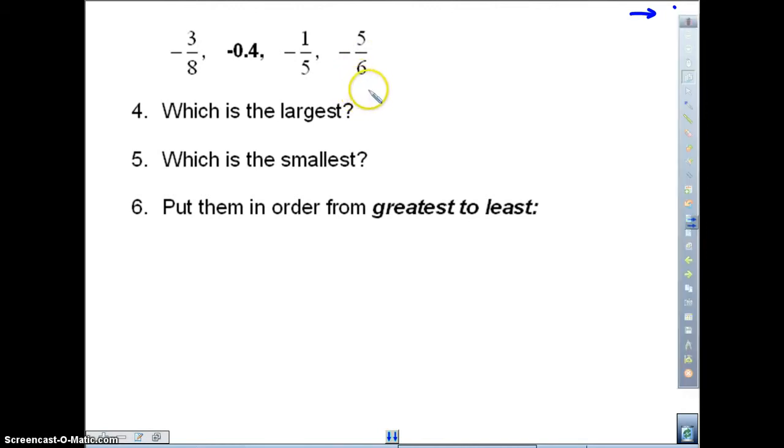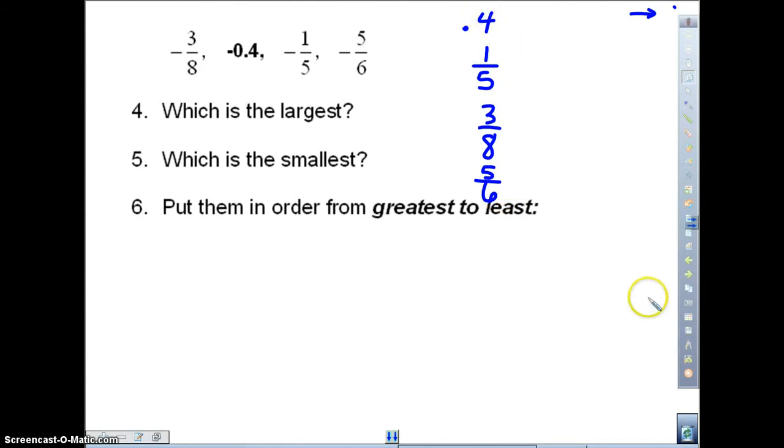My strategy for you is to graph them all on a number line, and the first thing I want you to do is make these all positive. Let's make them all positive. Let's start off with positive 0.4, positive 1/5, positive 3/8, positive 5/6. Graph them on the number line and then reflect them across 0 to find where the negative is at, and then you can answer the questions.